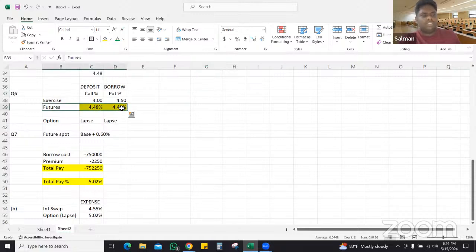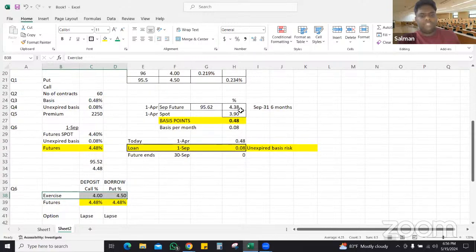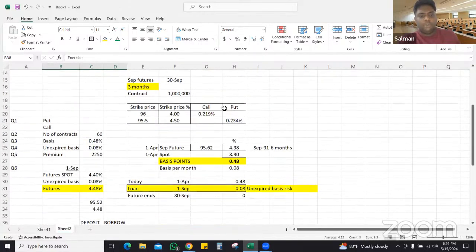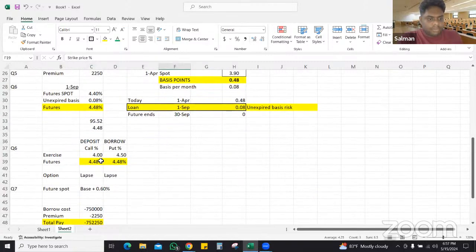Okay, and next we took the decision here. The exercise price is given as 4 and 4.5. That's the price at which you bought the call option and put option. Strike price. Premium.